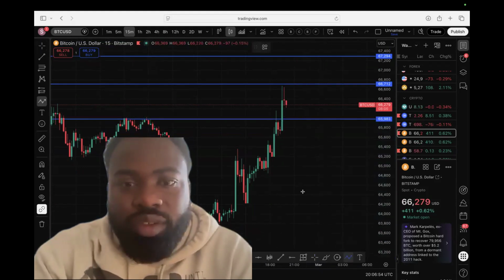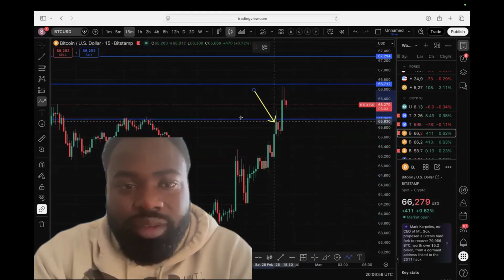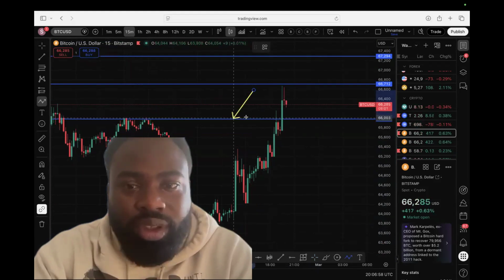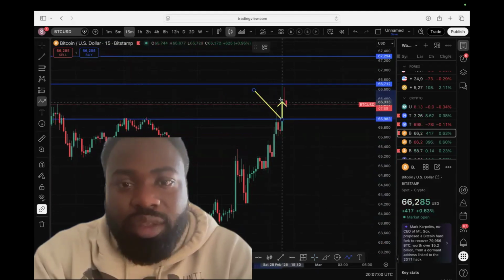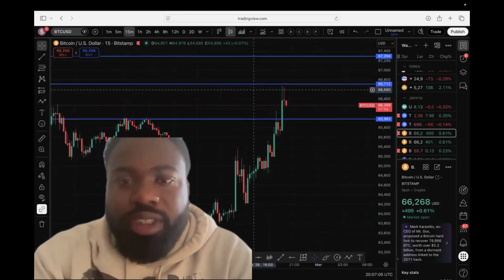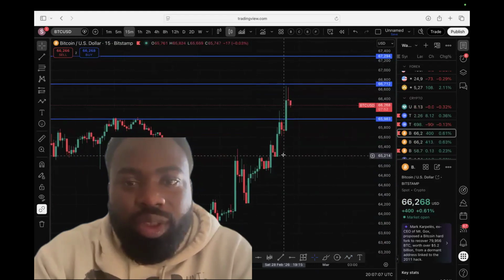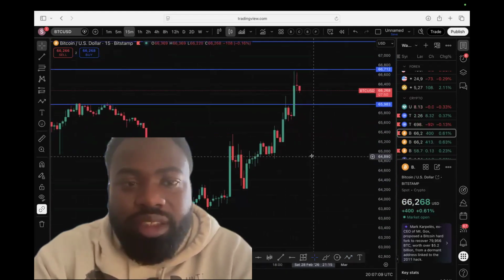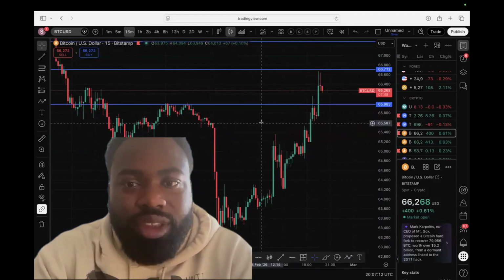The price rejected off of this line, this same rejection point, and then it finally broke out. Y'all are going to see that a lot in the market. What that's called is testing. The market is testing the resistance.